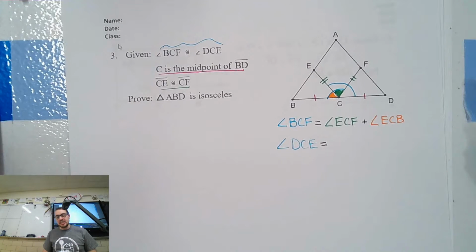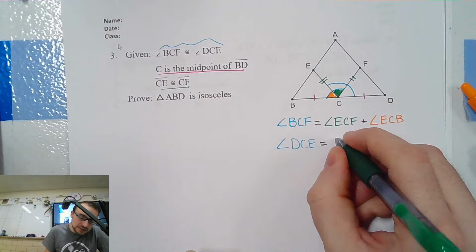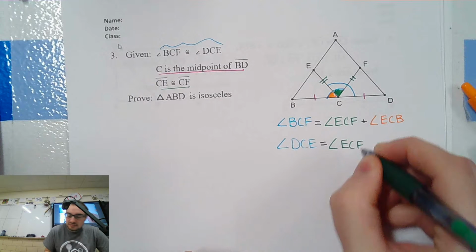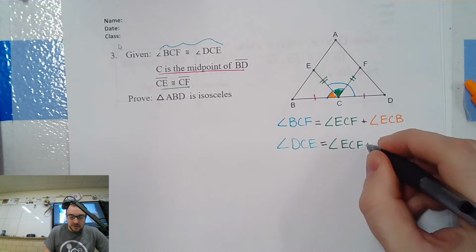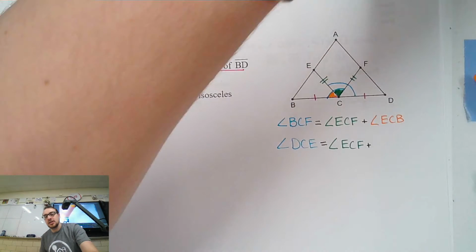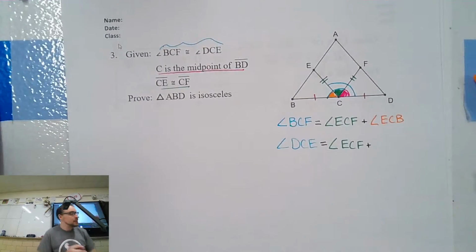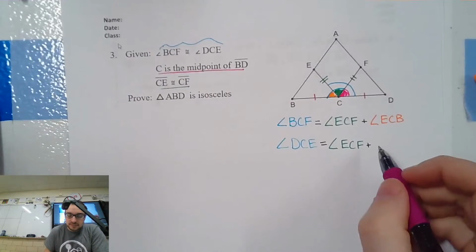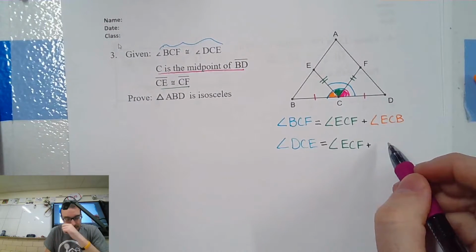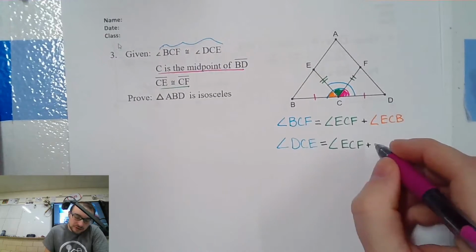And DCE is made up of 2 angles as well. Well, first of all, it's made up of that same green angle, ECF, right, that overlap. And it's made up of another angle, which I'm not going to color orange because, again, we don't know that those 2 angles are congruent. So I'm going to color it a different color. Spoilers, it will be congruent. I'll make it pink. And what's the name of that pink angle? FCD. Very good.